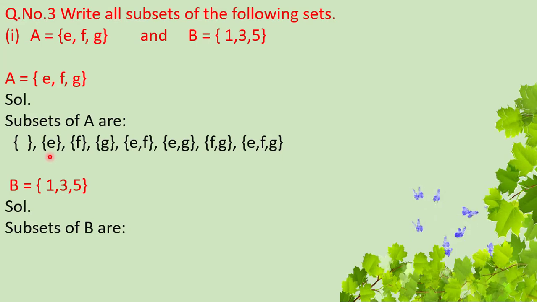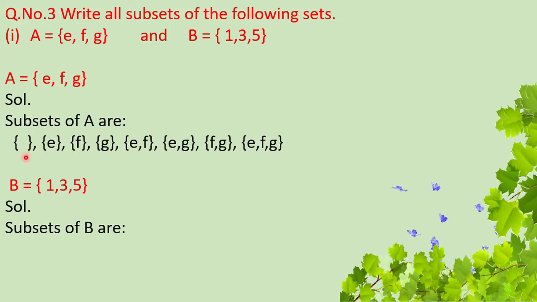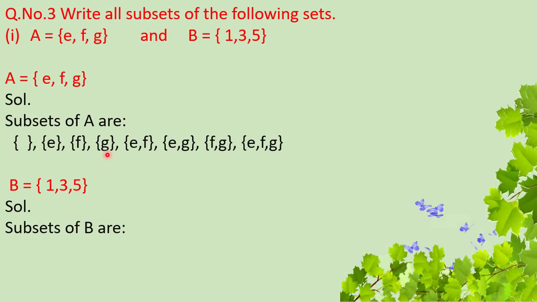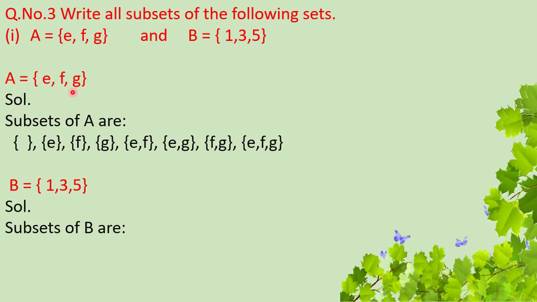Students, procedure of writing subsets of a given set is just that. First of all, you have to write empty set, then singleton sets. But what are singleton sets? Singleton set is a set containing one element only. After that, you have to write sets having two members or elements. Then we have to continue till the number of elements becomes equal to the given set.